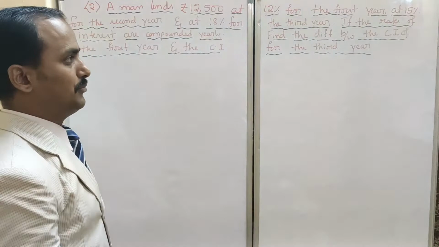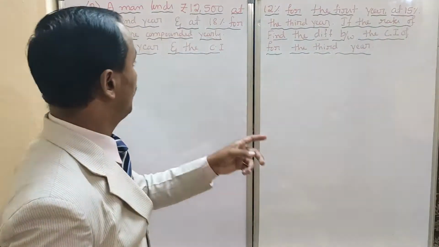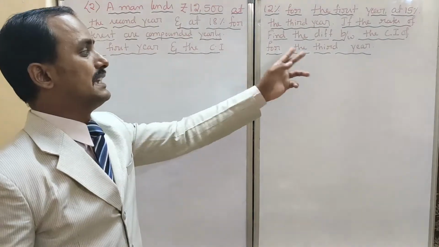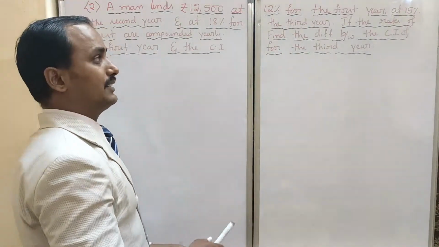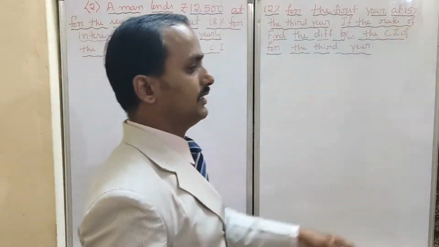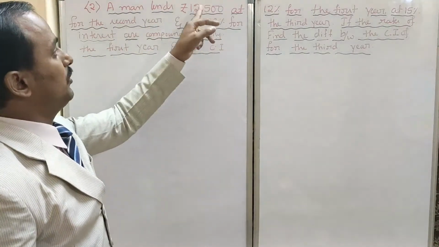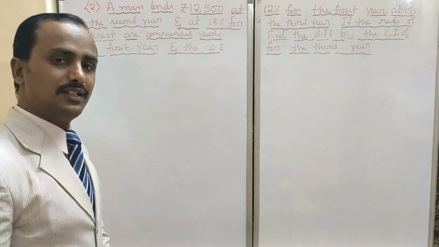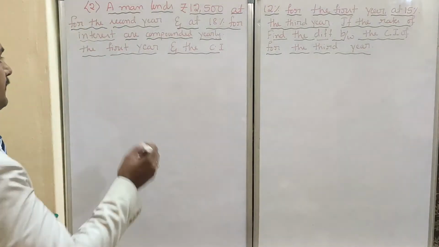Now, dear children, I am going to find the difference between the compound interest of the first year and the third year. Understood? Here, in the complete 3 years, the rate of interest is different, is it? First year 12%, second year 15%, third year how much? 18%, is it? Principal amount 12,500. Shall I continue the solution, dear children? Yes, coming to the solution, dear children. Easy, is it? Look here.